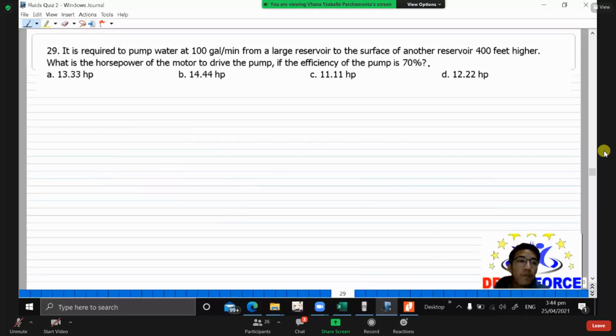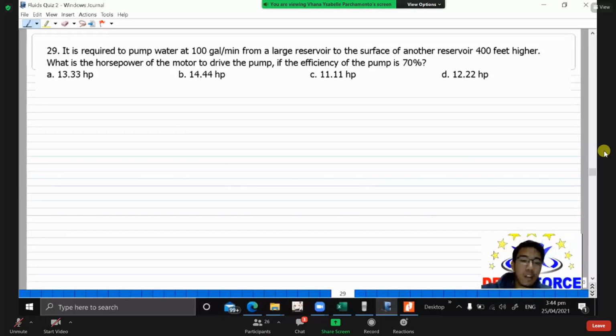Okay, 29. It is required to pump water at 100 gallons per minute from a large reservoir to the surface of another reservoir 400 feet higher. What is the horsepower of the pump or of the motor to drive the pump if the efficiency of the pump is 70%?